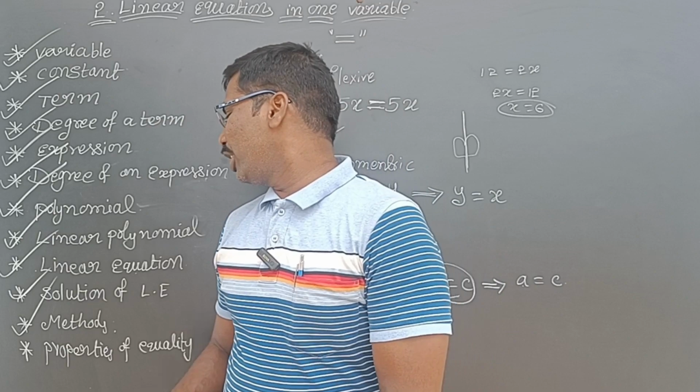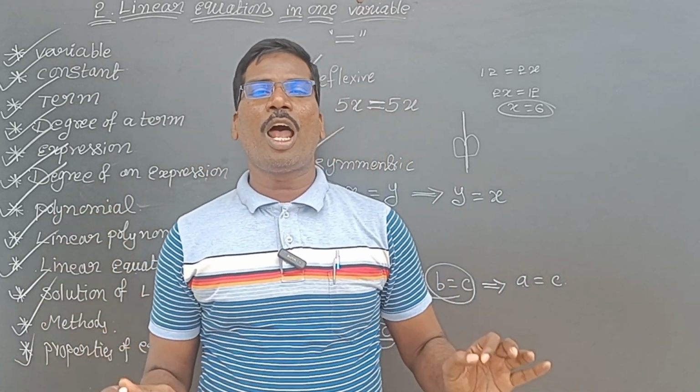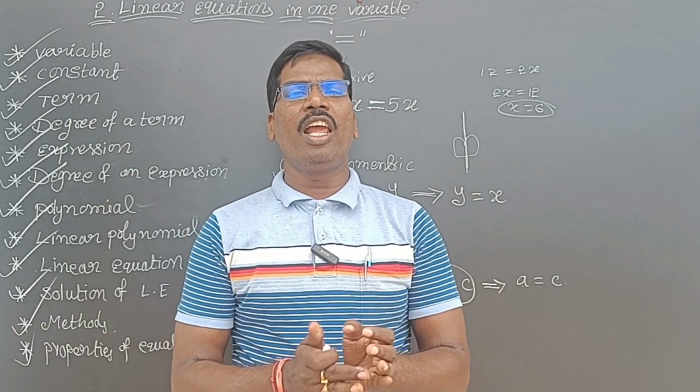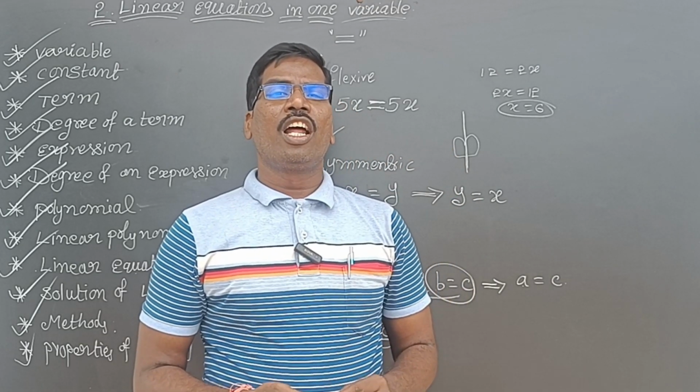So this is the transitive property. Everything is completed about this linear equation in one variable. Using the concepts only, I will give the logical bits.